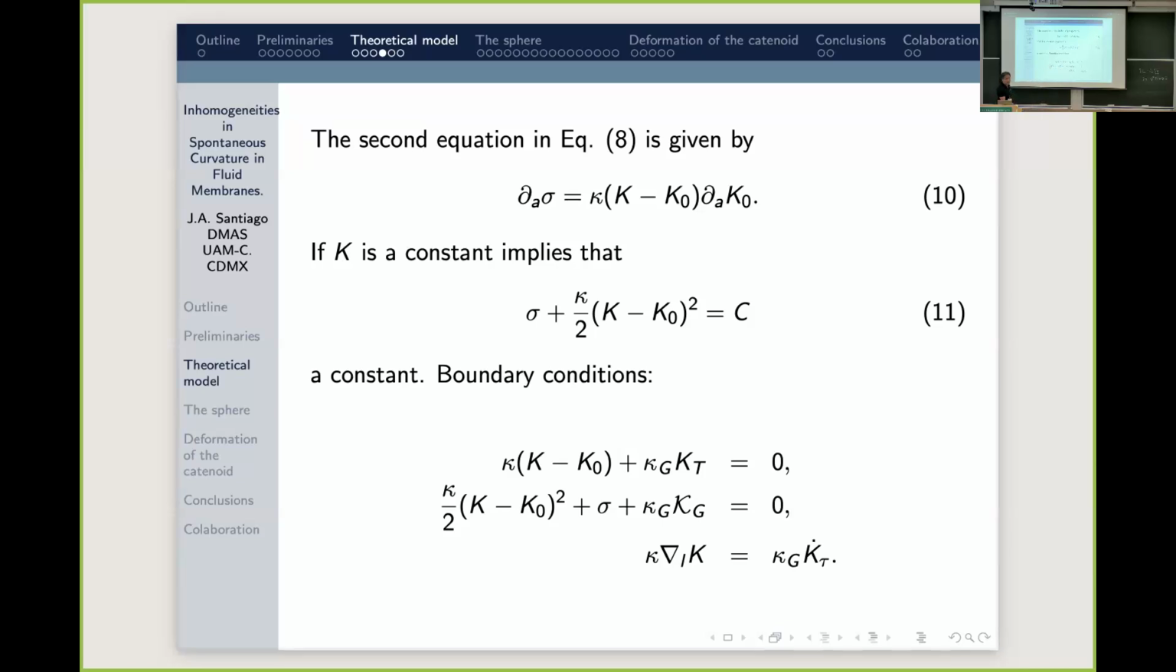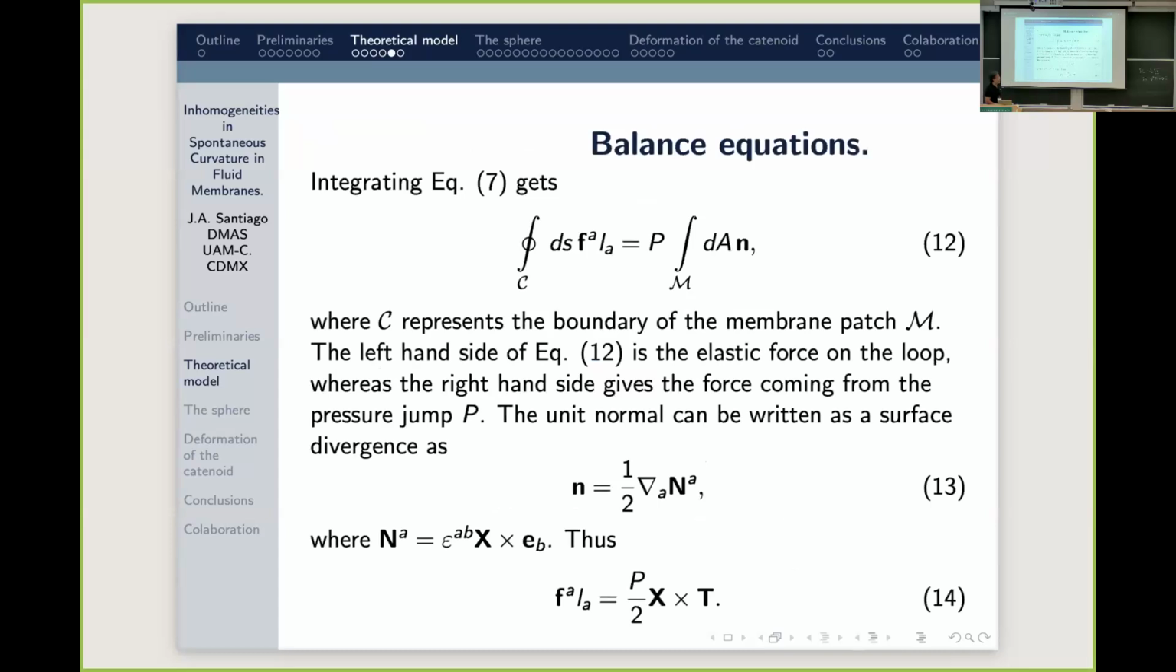If the membrane has a boundary, these are the natural boundary conditions, right? See, if we integrate these equations, the divergence, along the membrane and apply the Gauss theorem, we obtain this integral.